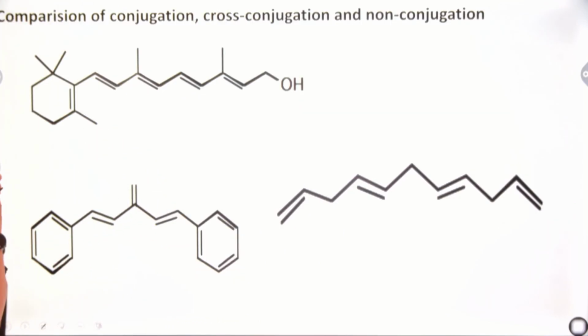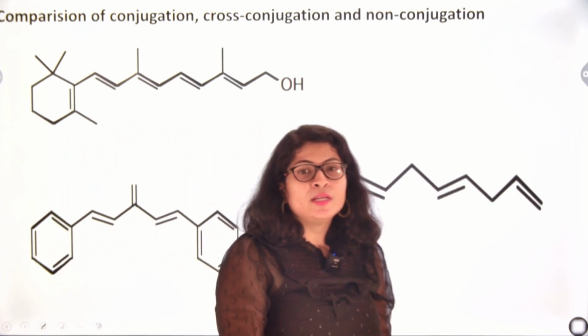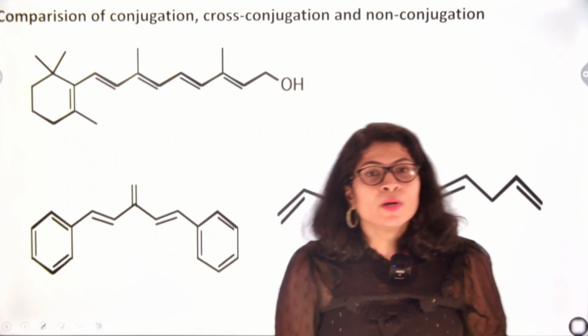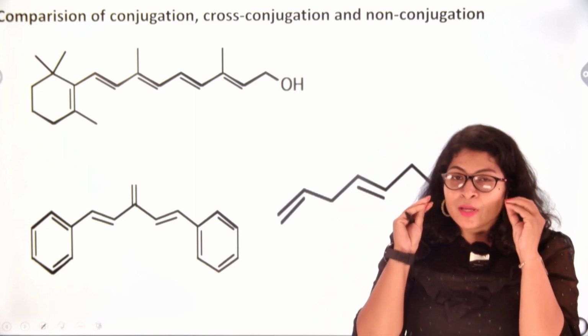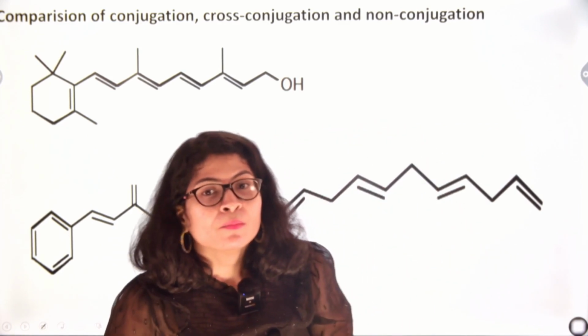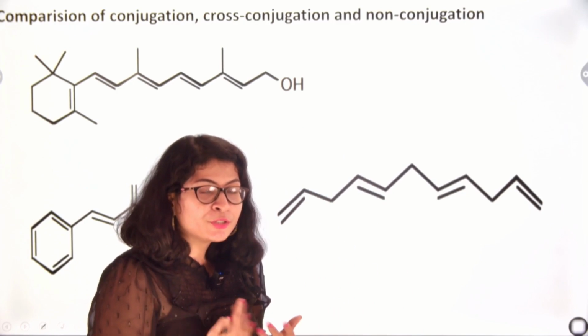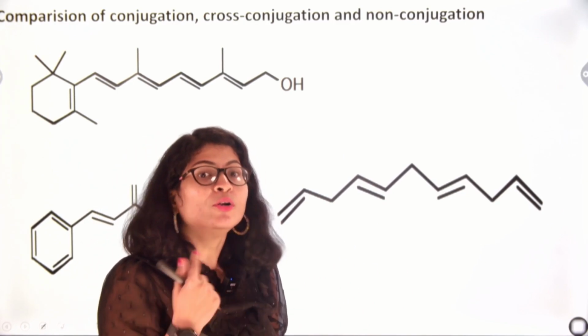Then we have almost dealt with the key concepts of resonance. In the next video, we will be dealing with some questions regarding this. But here, first let us understand 3 things. The first and very important condition for resonance is the presence of conjugation. But before going to what conjugation is, you have to understand 3 terms: conjugation, cross conjugation and non-conjugation.